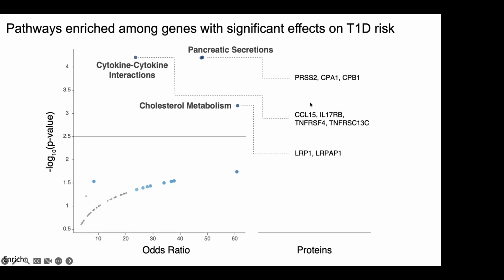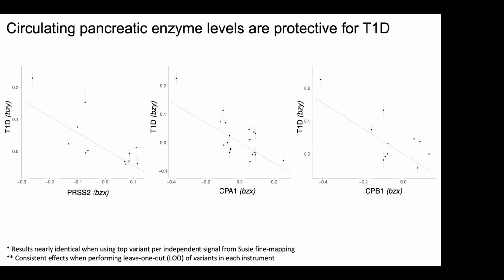So again, for each of these proteins, their levels, using Mendelian randomization, we can estimate that they play some causal role in the development of type 1 diabetes. And for the pancreatic enzymes, most of these are protective. So increased levels of the pancreatic enzymes show protection against the development of type 1 diabetes. And this is showing you the results here.